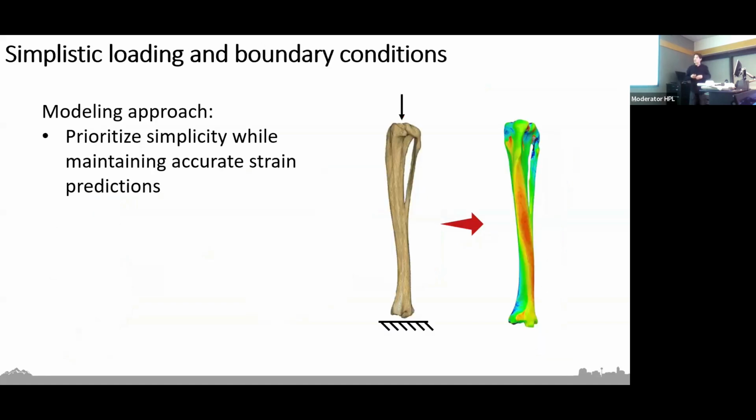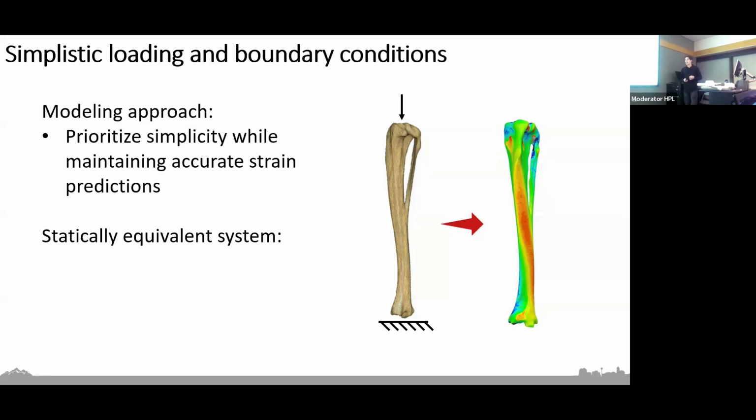So in general, not only us, but when you look at FE studies, the general approach is to really prioritize simplicity while maintaining accurate predictions. So the idea is we don't want to increase the complexity of our models if it's not going to increase the accuracy of our predictions. You're then wasting time in the modeling process, and of course, it becomes more complex and increases your computation time.